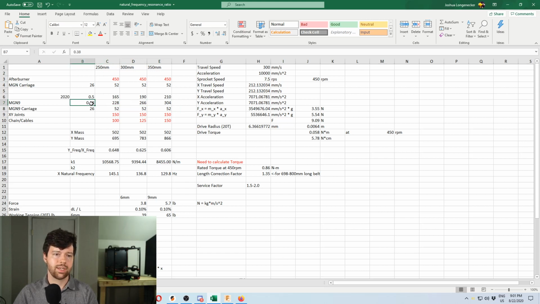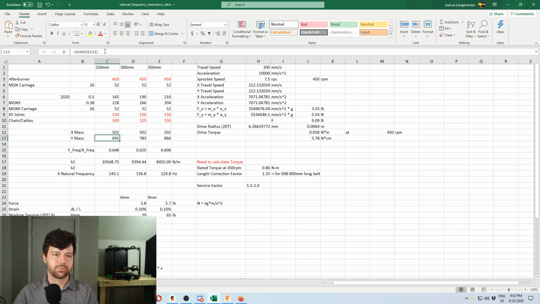This is, I believe, again, the weight per millimeter. And then we have two MGN9 carriages attached to the very sides of the X-axis. So again, 52 grams. I estimated values essentially for the XY joints and then also for the X cable chain, which is essentially moving in the Y axis. And that gets us to essentially the X mass and Y mass.